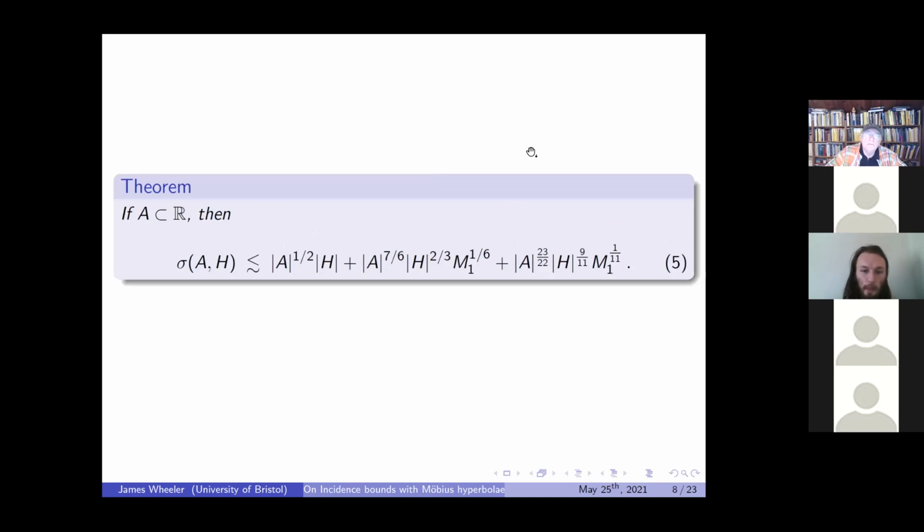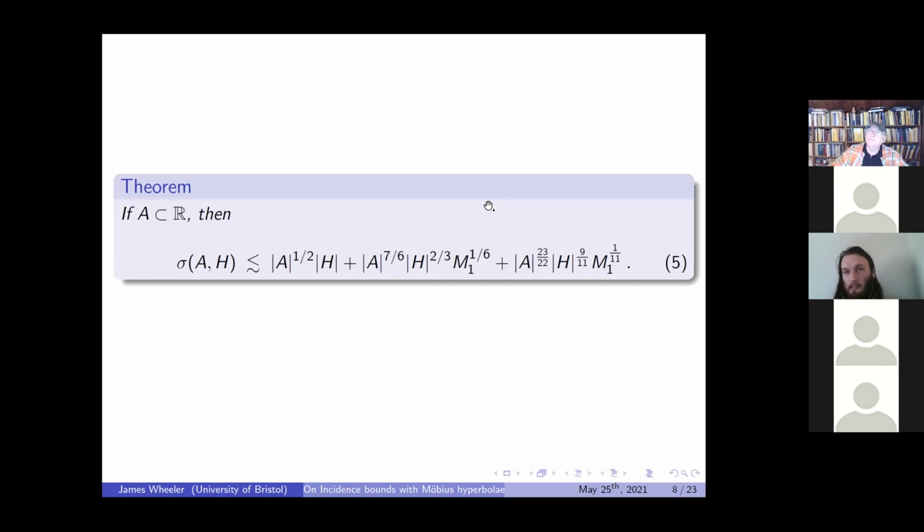I also said that we can say something about the real case. This is using the result of Solymosi and Schoen rather than our intermediate theorem. It gives us another bound, which can be of interest to those people who prefer working in the reals rather than, say, the finite fields.